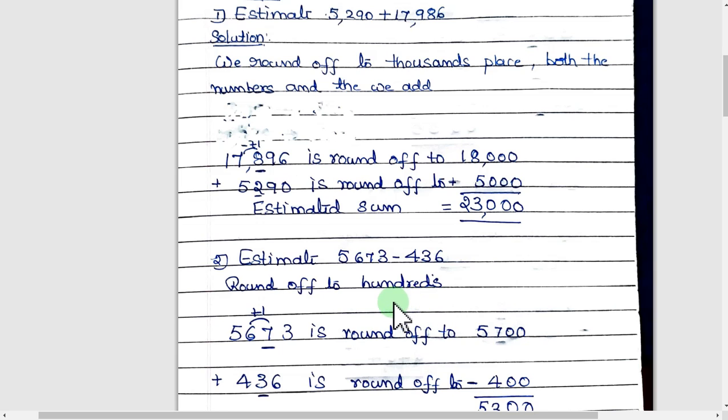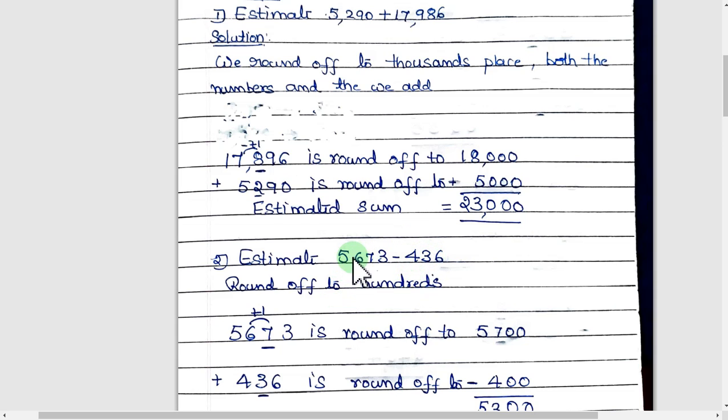Now difference, subtraction. Estimate 5,673 minus 436. Round off to hundreds place. Why is it rounded off to hundreds place? This contains only till hundreds place. This contains till thousands place. But we have to consider always the smaller number, its highest place. So highest place is 100. Now both the numbers we have to round off to hundreds place.